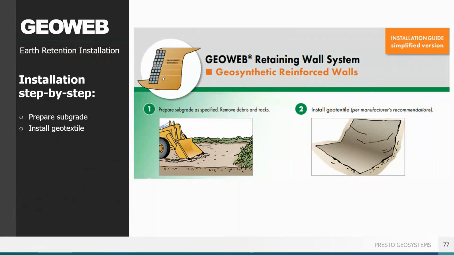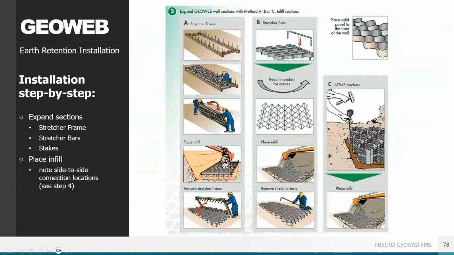So here's a quick overview of the installation process for the GEOWEB Earth Retention System. As with other applications, prepare your subgrade and install any geotextiles as recommended by design. The step of expanding the GEOWEB sections is best done with stretcher frames or stretcher bars. Pro tips in their own regard, so we'll come back to those in just a moment.